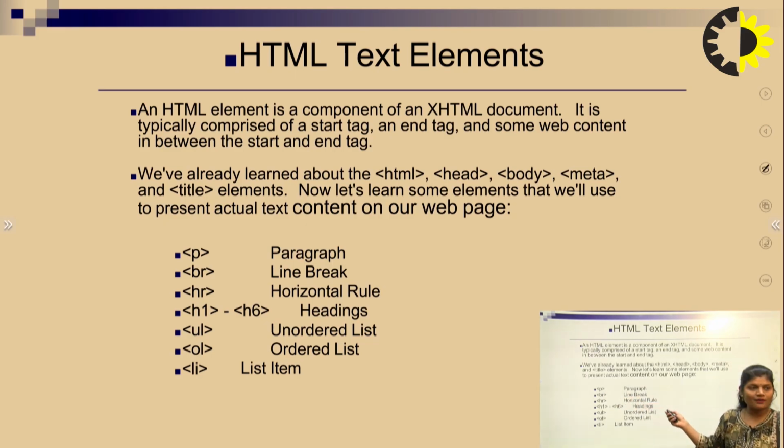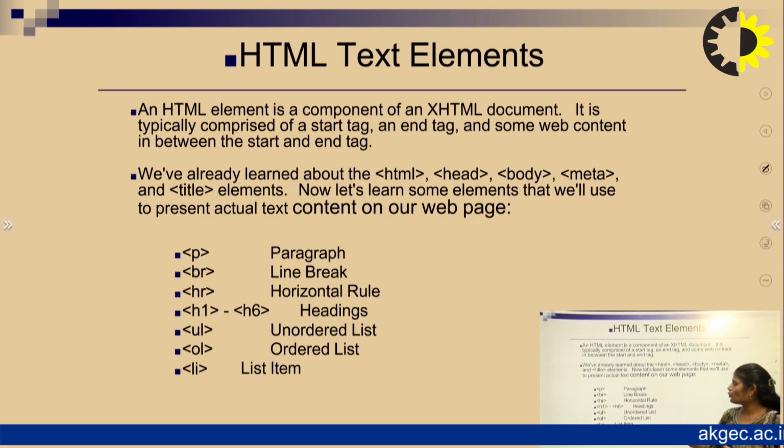P is paragraph. If we are writing a paragraph, then we use the P tag. BR is used for a line break. When we are writing some code, then for breaking a line, we use BR. For a horizontal rule, we use the tag HR. And for headings, H1 to H6; UL is an unordered list, OL is an ordered list, and LI is a list item. So these are the different types of text elements.